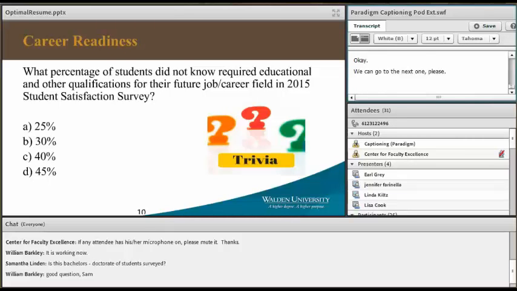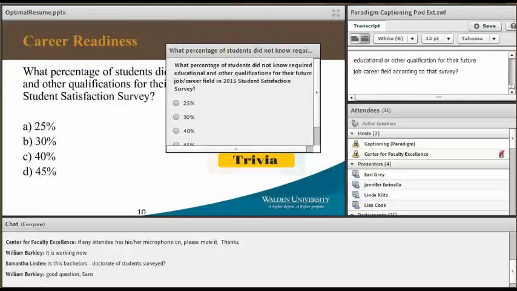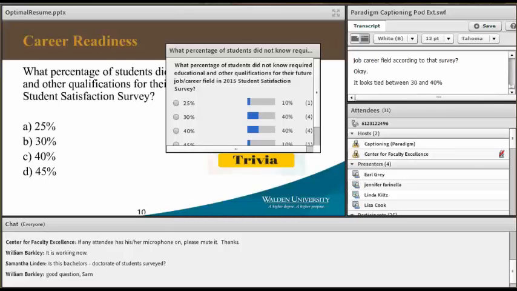Okay, and another career readiness question. What percentage of students did not know required educational or other qualifications for their future job or career field, according to that survey? Okay, it looks tied between 30 and 40%. Actually, it is 30%. So those who responded 30%, that is correct.